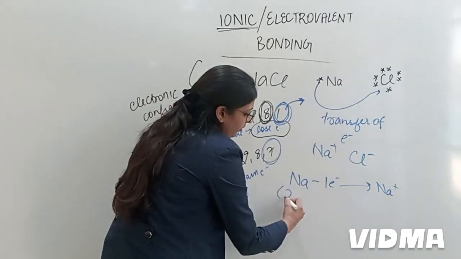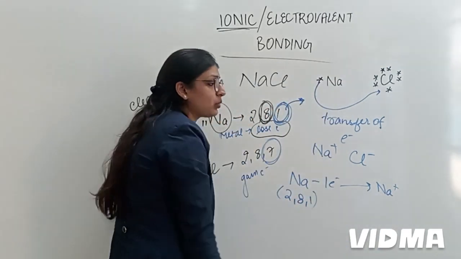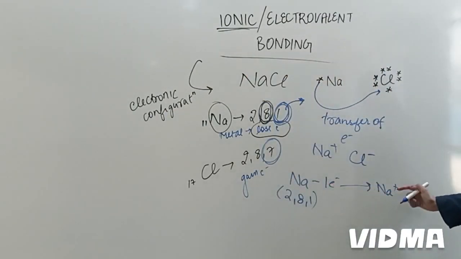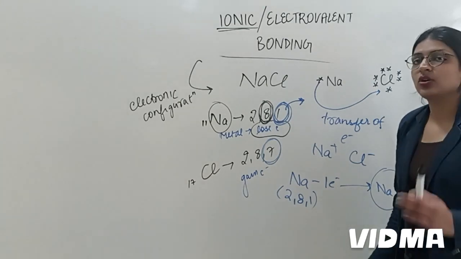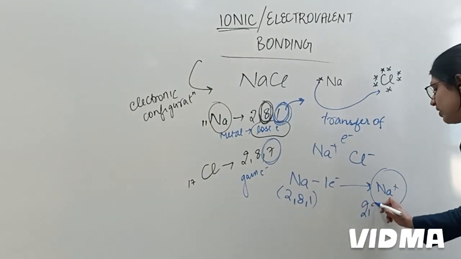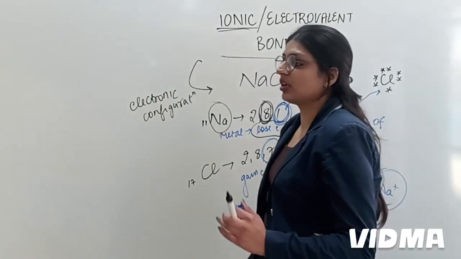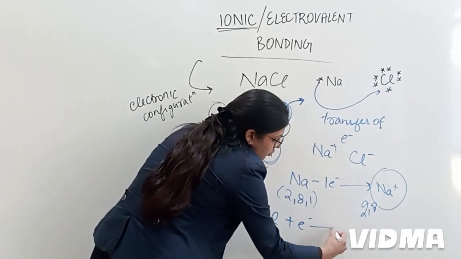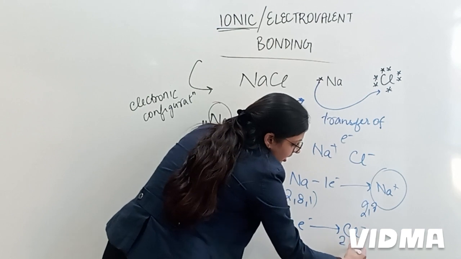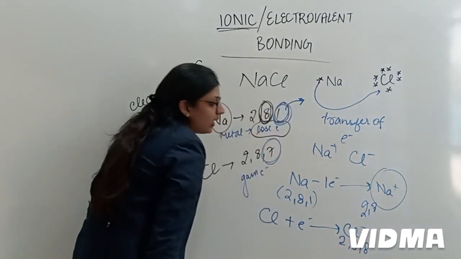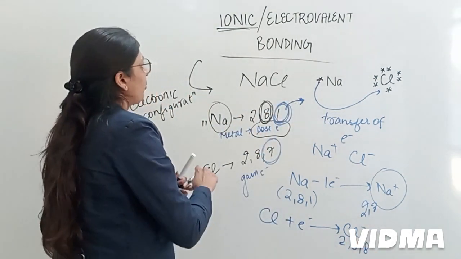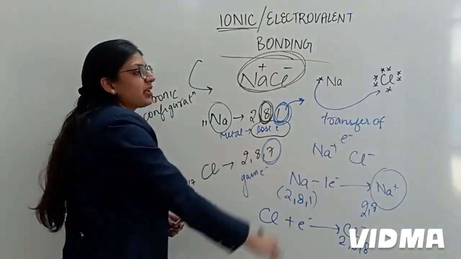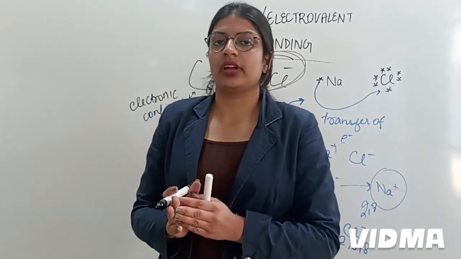Earlier sodium had the configuration 2,8,1. It was not inert, so it has lost its electron to give Na+, whose configuration is now 2,8, a very stable configuration. And chlorine has gained 1 electron to form Cl-, and its octet is also now complete. So this is how the formation of NaCl, Na+ and Cl-, takes place by ionic bonding.